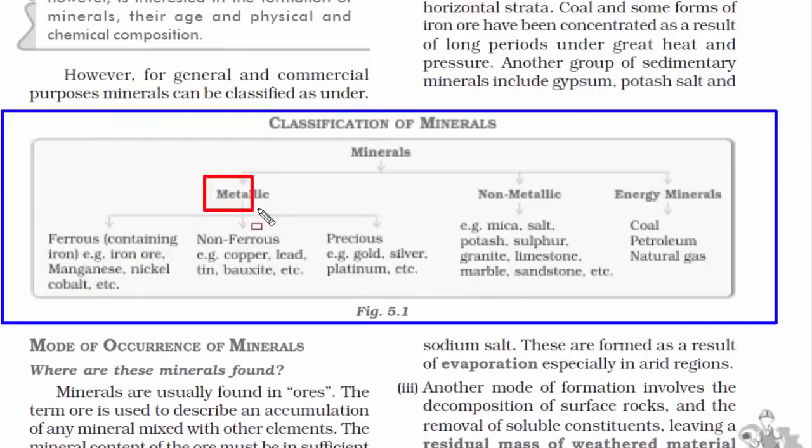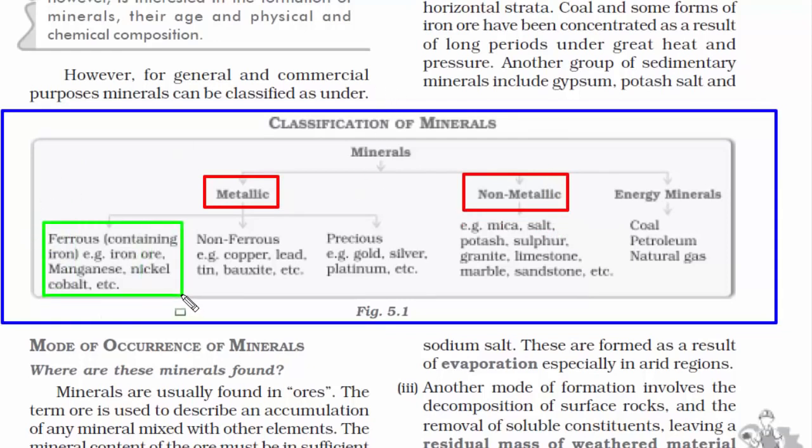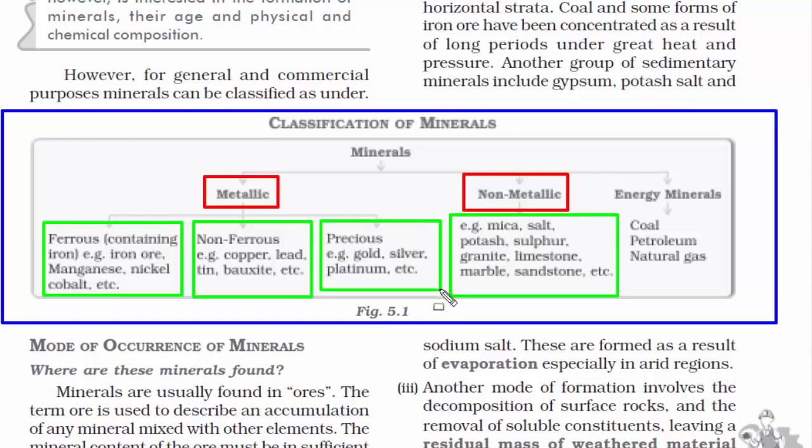Minerals are both metallic and non-metallic in nature. Some of the examples of metallic minerals are iron ore, manganese, nickel, cobalt, copper, lead, tin, bauxite, etc. And some of the examples of non-metallic minerals are mica, salt, potash, sulfur, granite, limestone, marble, and sandstone. And then some examples of precious minerals are gold, silver, platinum, etc.